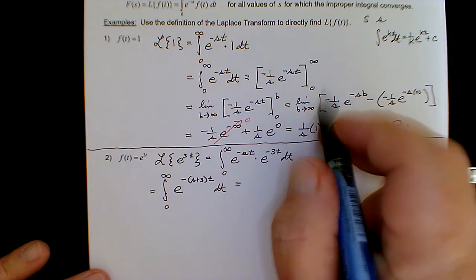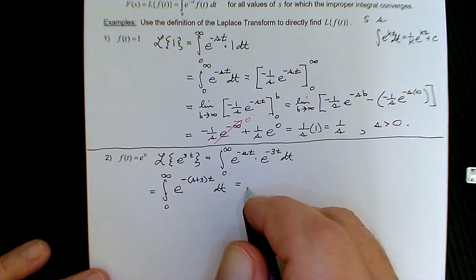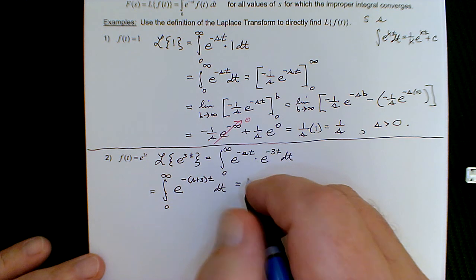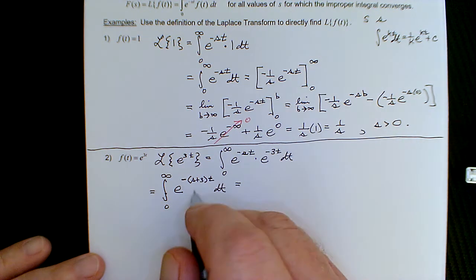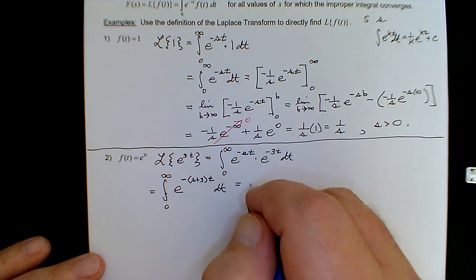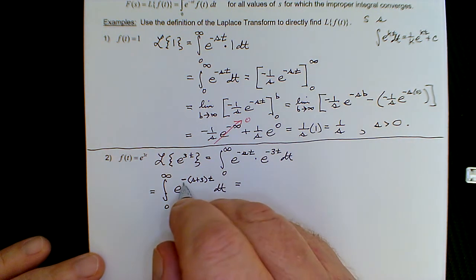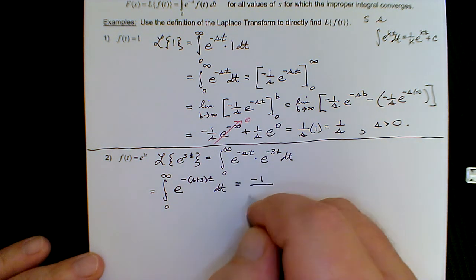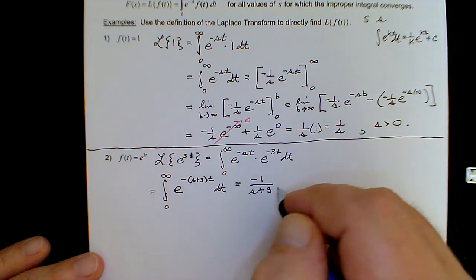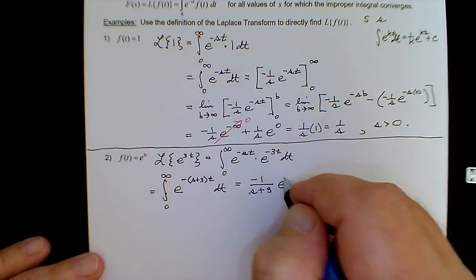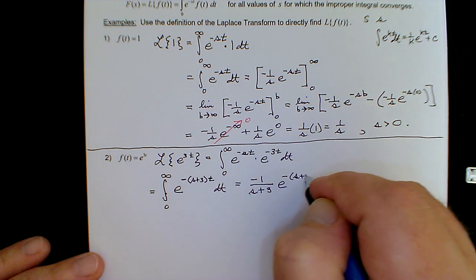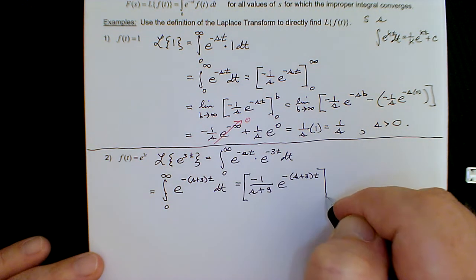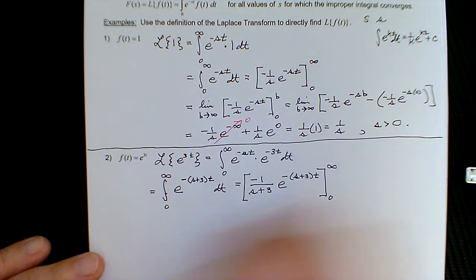Okay, so then we can integrate, and we'll use this notation here, and the abbreviation. So we'll integrate, and we get 1 over the negative s plus 3. So let me write negative 1 over s plus 3 times e to the negative, and then s plus 3 times t, and that from 0 to infinity.